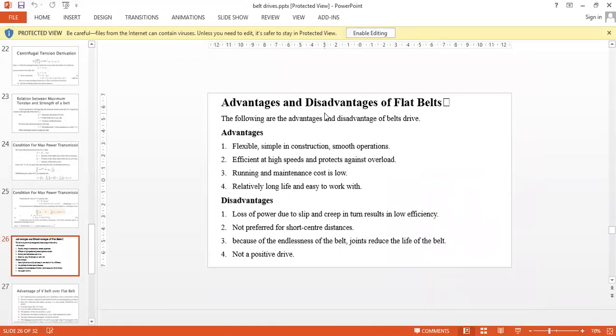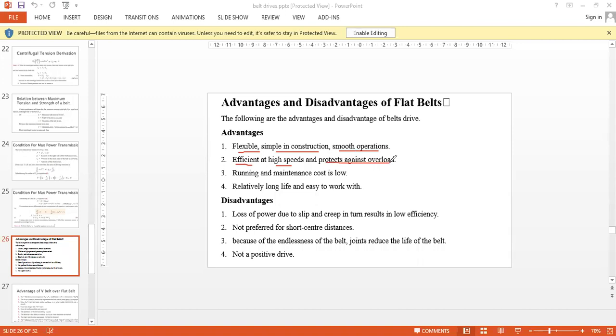So what are the advantages of flat belt drive? First of all, these belt drives are flexible, simple in construction and smoother in operation. They don't make too much noise. Very smooth operation, simple construction. All we require is a pulley and a belt. It is efficient at high speeds and protects against overload.